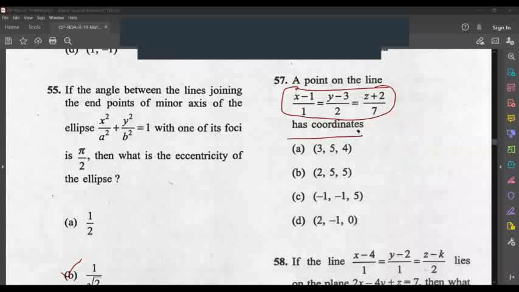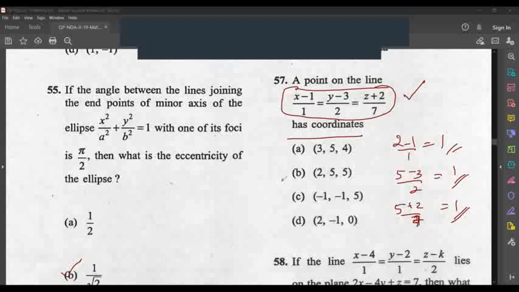Now check for the second one. So 2 minus 1 by 1, so that is 1. 5 minus 3 by 2, that is 2 by 2, that is 1. That is 5 plus 2 by 7, that is 7 by 7, that is 1. So 1 equal to 1 equal to 1. So this is satisfied by the second coordinate. So this is the correct answer.